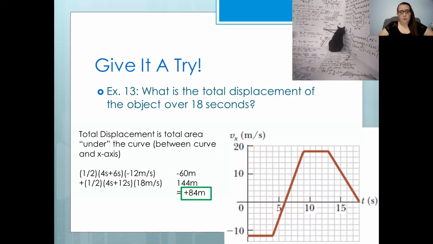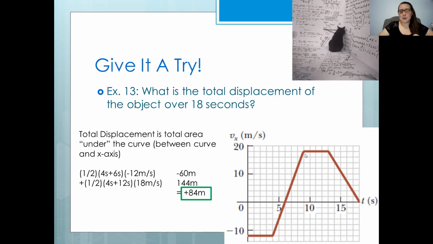So 1/2 times the sum of the bases times the height is our equation for a trapezoid area. So 1/2, this little base is 4 seconds. This bigger base is 6 seconds. So 4 plus 6 is 10. And then the height here is -12. So the area of this section of the graph is -60 meters. And again, it's totally acceptable to have negative areas. Ugh, awkward.